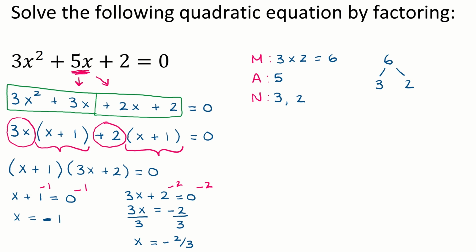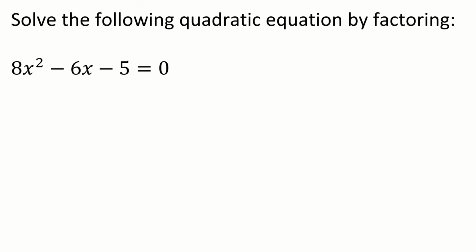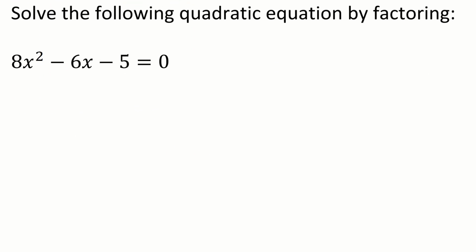All right, let's look at another example. So this is our second example. Again, we're going to start by asking ourselves, can we common factor anything out? 6, 5, and 8 are not divisible by the same number, so we can't simplify this any further, and we can go straight into factoring.